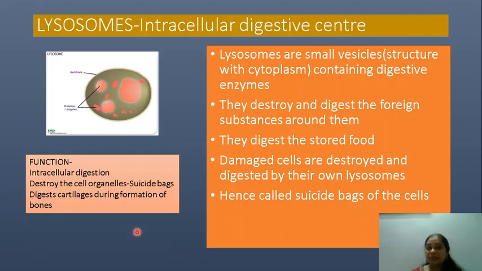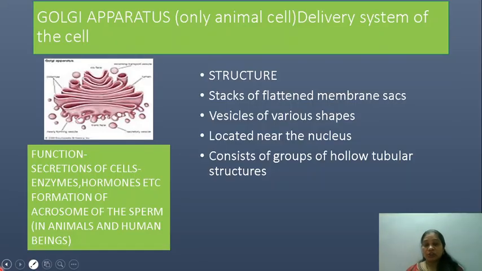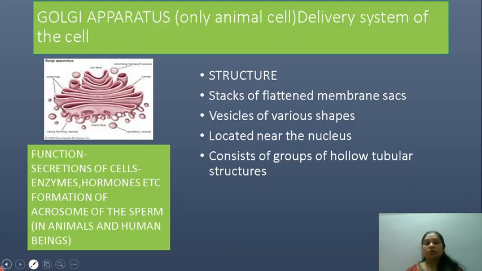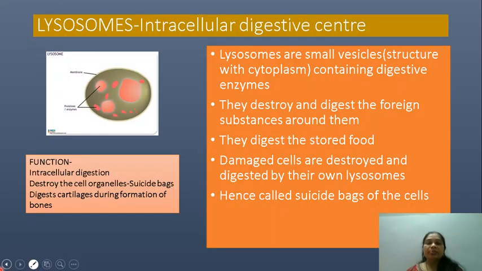Now we come to the next part, that is lysosomes, which are responsible for intracellular digestion. Now these lysosomes are very small vesicles. They are small vesicles and they are freely present in the cytoplasm. They contain some digestive enzymes in them. They destroy and digest the foreign substances around them.